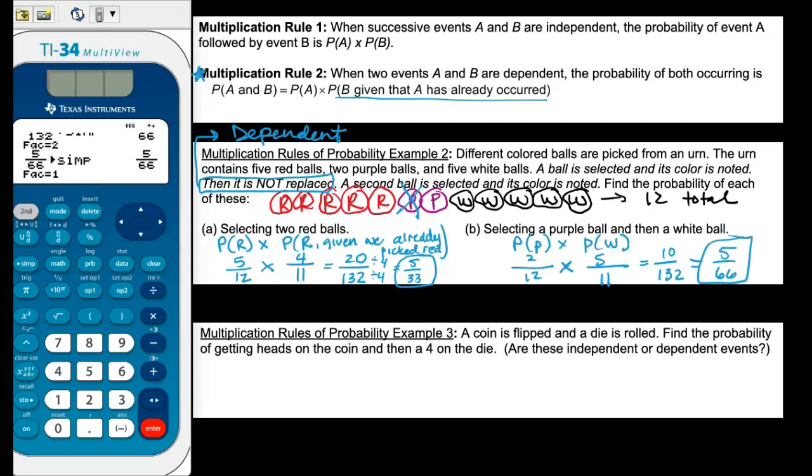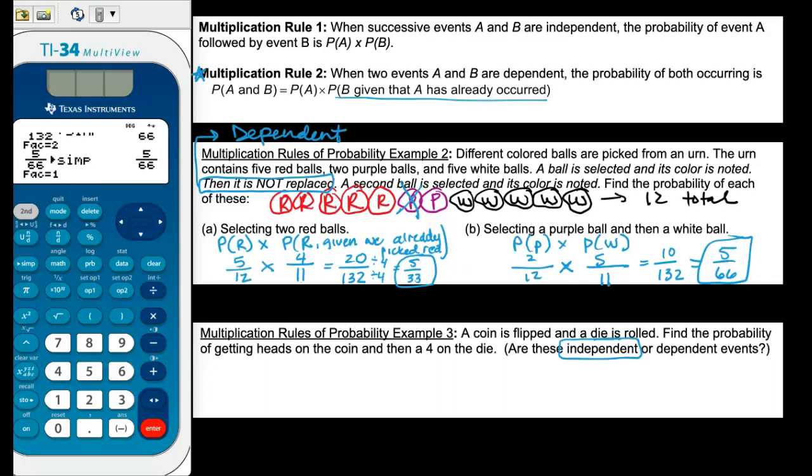Okay, so let's look at this next example 3. A different situation here. A coin is flipped and a die is rolled. Find the probability of getting a heads on the coin and then a 4 on the die. Are these independent or dependent events? Really good question. Because the flipping of the coin has no impact on what is rolled on the die, we say these are independent events.